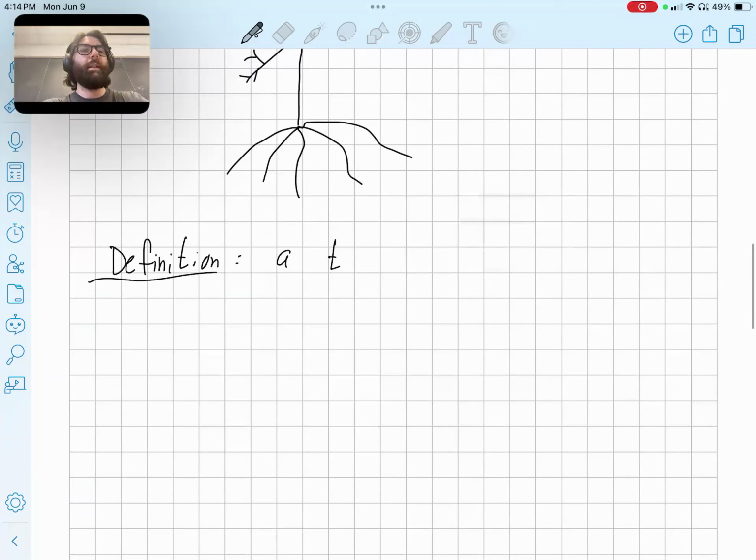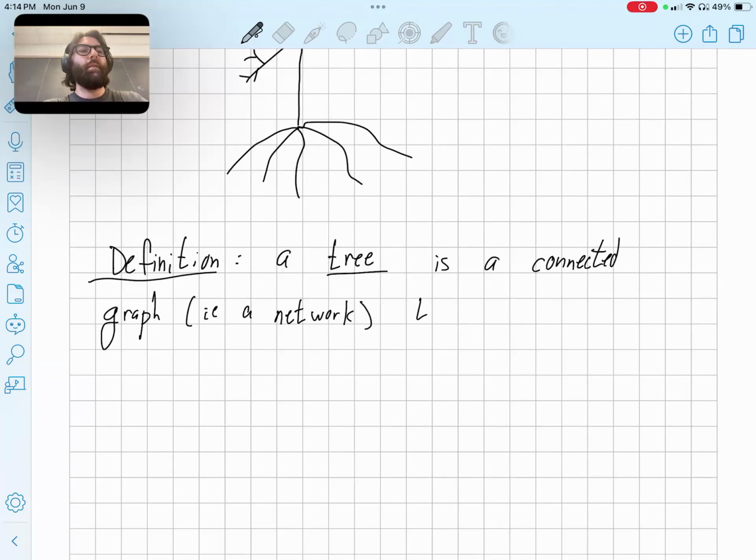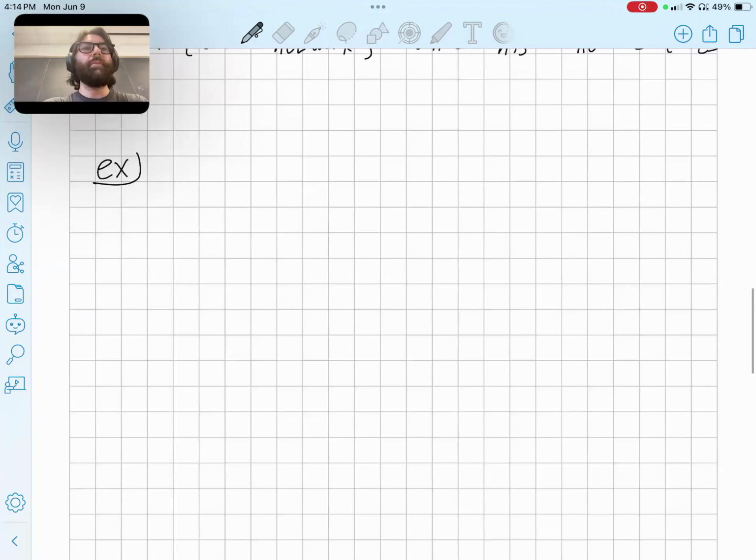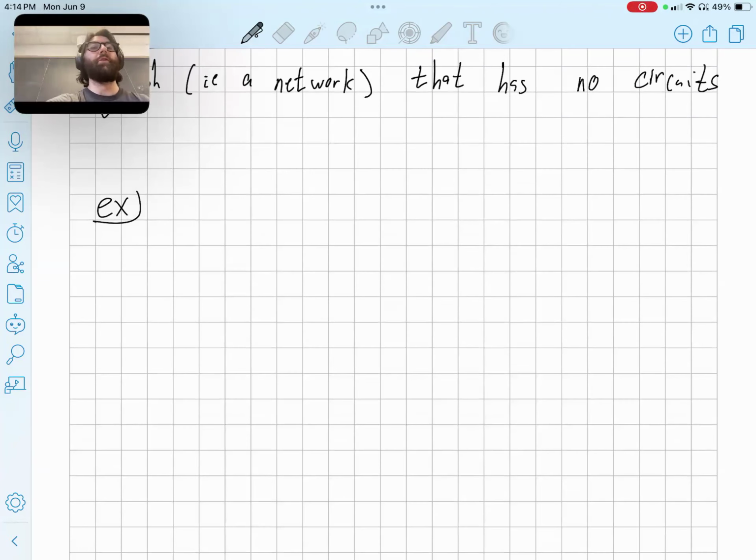So a tree is a connected graph or a network that has no circuits. Okay, so let's look at some examples and see whether or not they're trees.